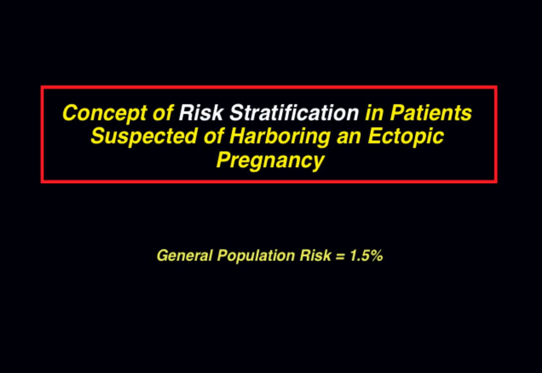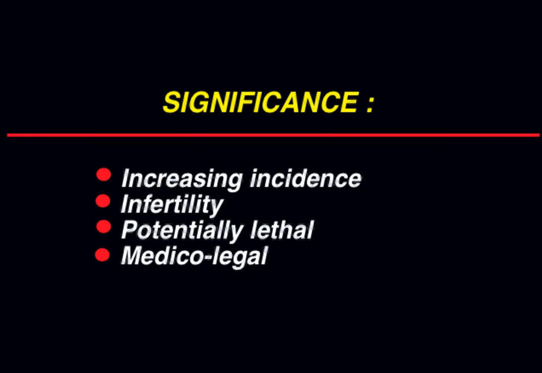To begin this journey, we need to know the general population risk for ectopic pregnancy in the United States. Although there is not one number universally accepted by all researchers, 1.5% is a good estimate. So if you are pregnant in the United States, you have approximately a 1.5% chance that the pregnancy is in an ectopic location.